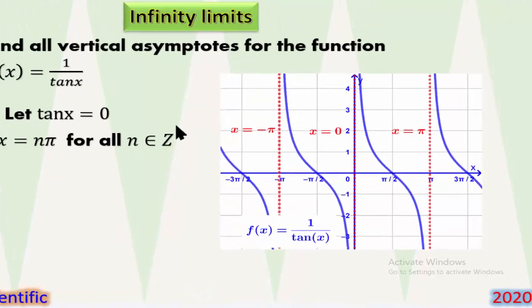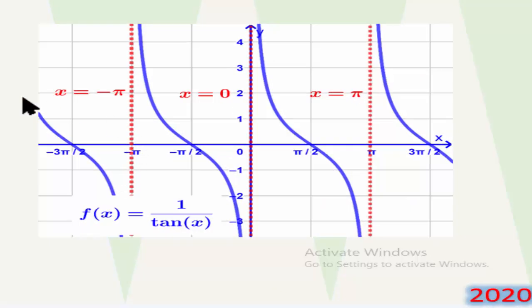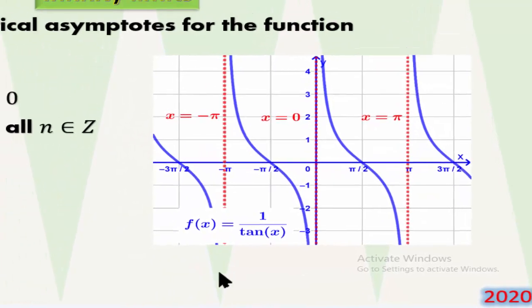As you can see here, when n is minus 1, then x is equal to minus pi. It is a vertical asymptote. x equal to 0 is a vertical asymptote. When n is 1, then x is equal to pi. It is a vertical asymptote.